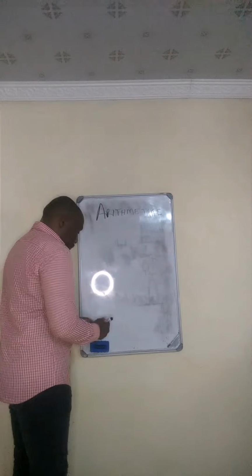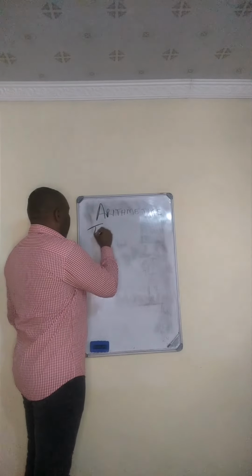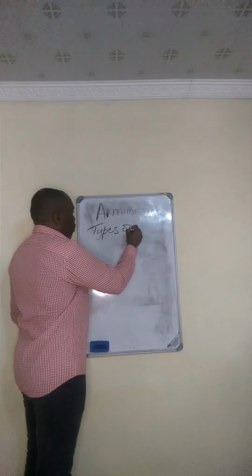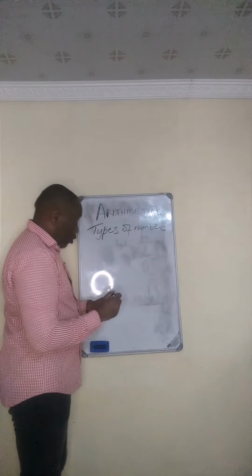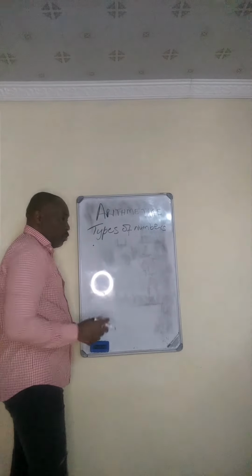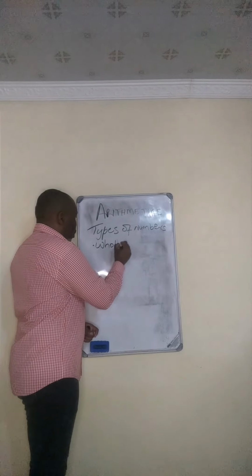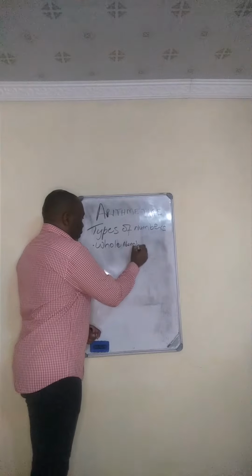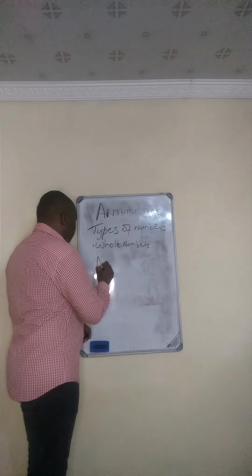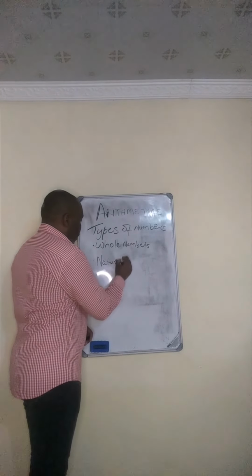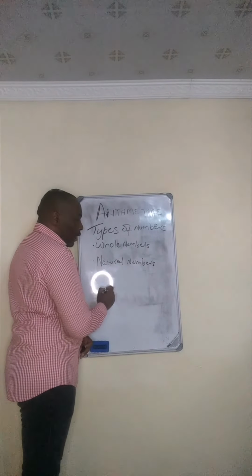I will start with types of numbers. Please bear with my handwriting. You'll get used to it in due course. Don't worry. That's one: types of numbers. We've got whole numbers. Secondly, we've got natural numbers. Thirdly, we've got what we call integers.